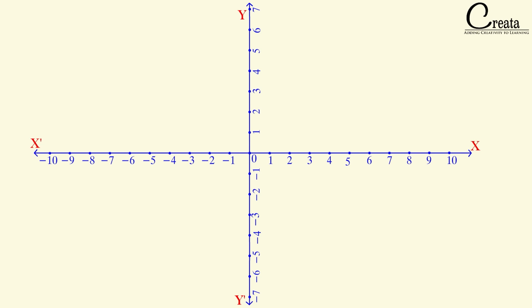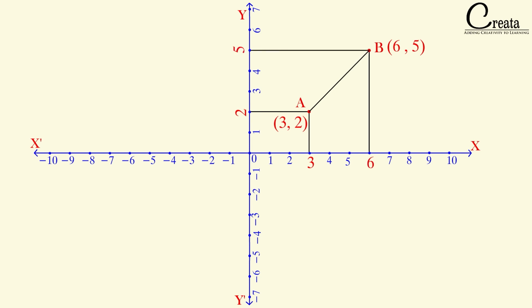Say in our first case, we take the point A as (3, 2) and the point B as (6, 5). We will try to calculate the distance between point A and point B. The coordinate of point A is (3, 2), meaning its x coordinate is 3 and y coordinate is 2. These two lines are perpendicular to the x-axis and y-axis. Similarly, the coordinate of B is (6, 5): the x coordinate of point B is 6 and the y coordinate is 5. These two lines are also perpendicular to the x-axis and y-axis.